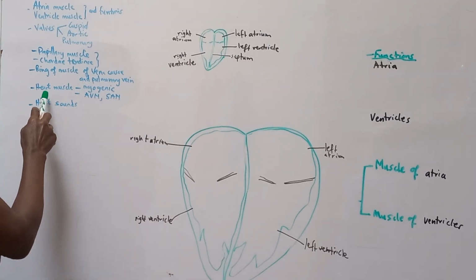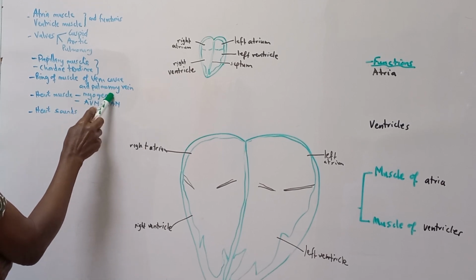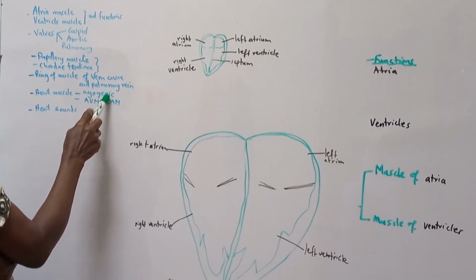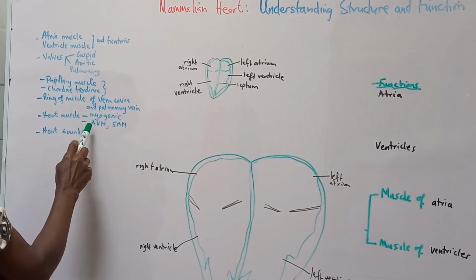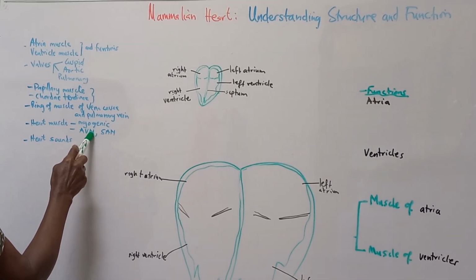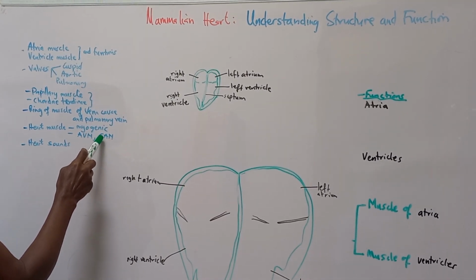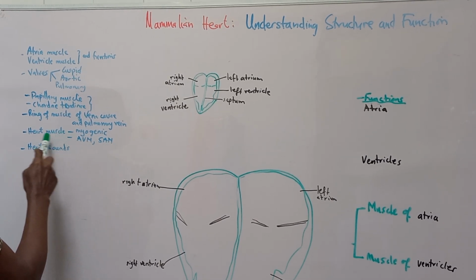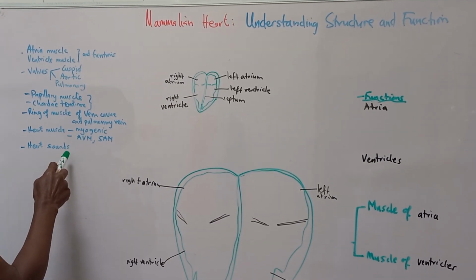We'll look at the muscle of the heart in relation to its myogenic nature. We'll look at the nodes, the two nodes, atrioventricular node and then sinoatrial node. We'll also quickly look at heart sounds.